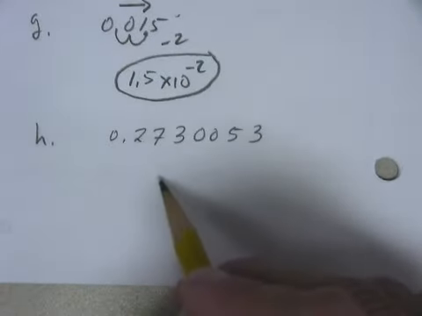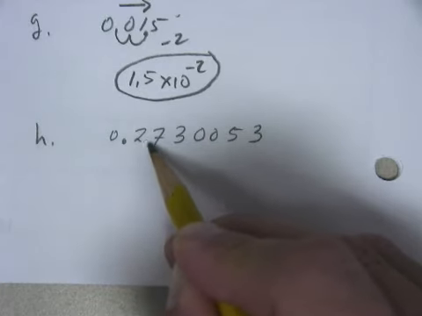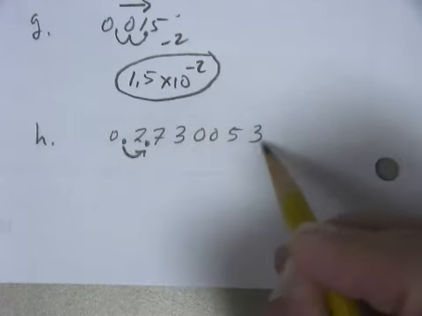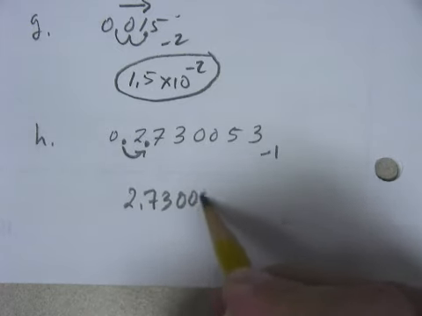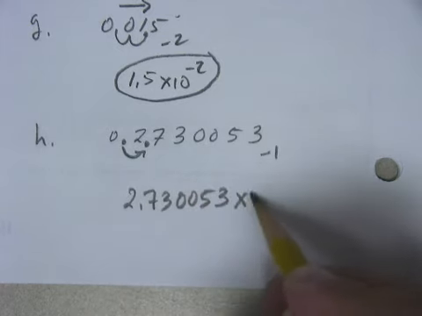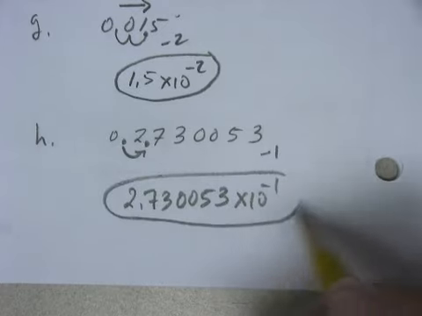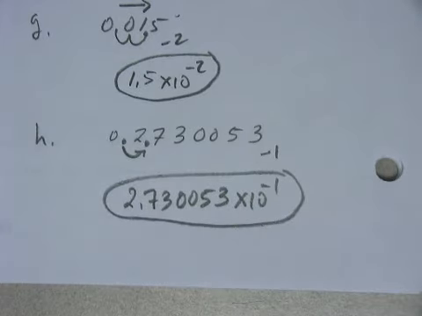And the last one, it is right here, and I'll put it right here. So I'm going to move it once. So that'll be a negative 1. So 2.730053 times 10 to the negative first. And there is scientific notation. Good luck on your homework.